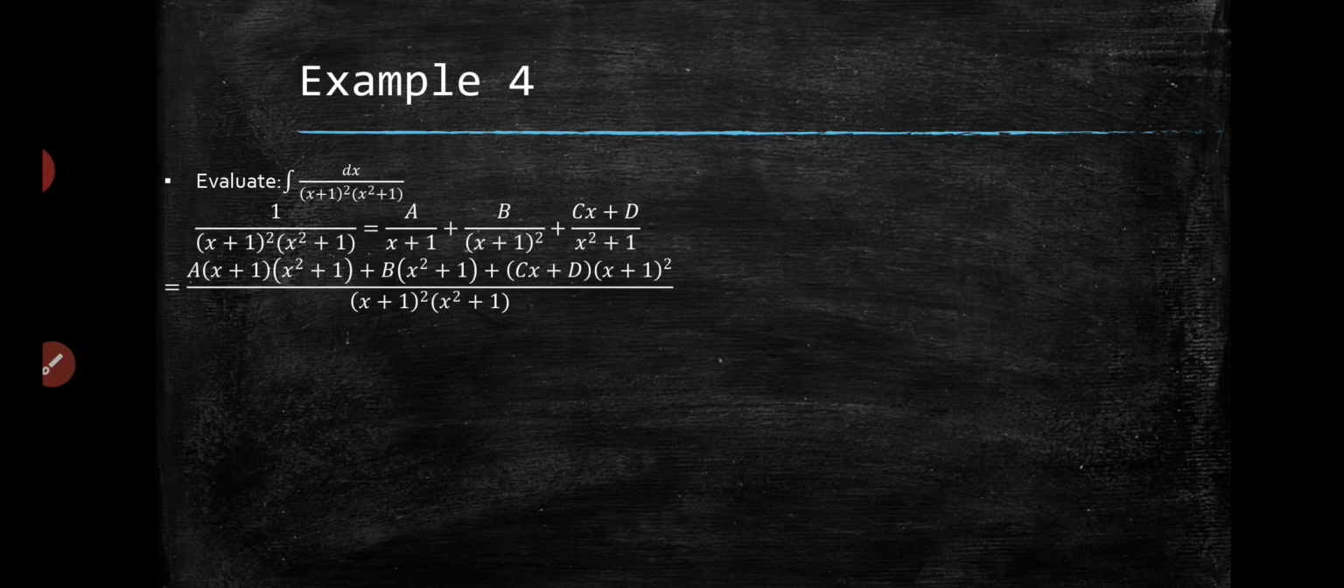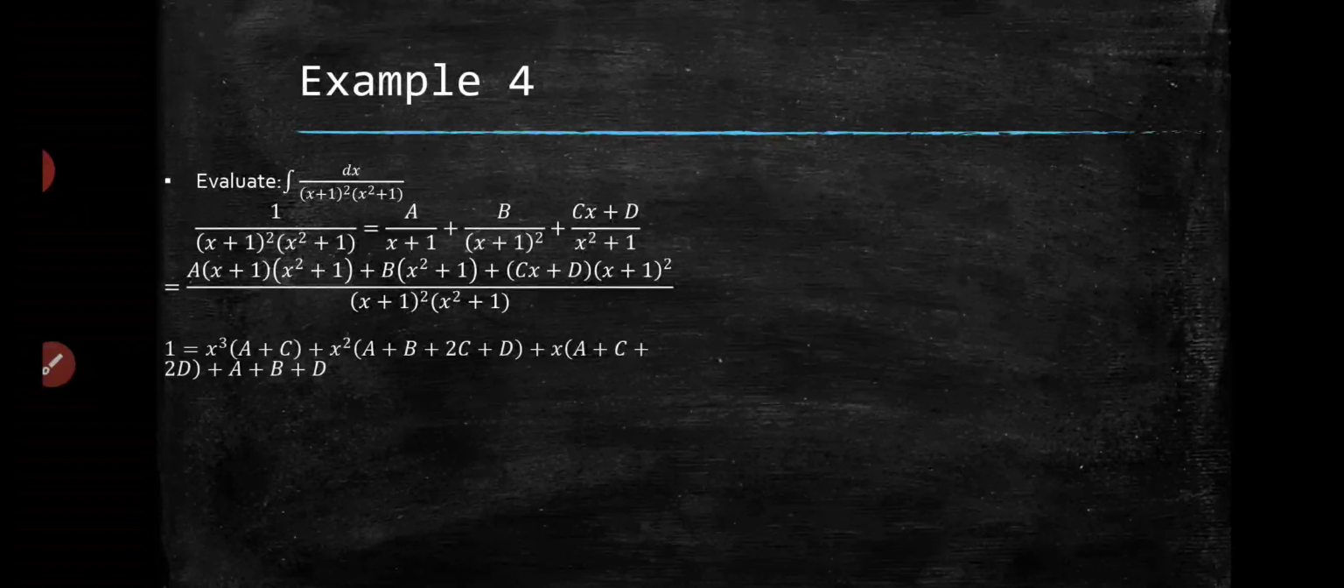Now my job will be to collect all the terms containing x cube, x square, x and constant term. So this is what you get. On the left hand side you have 1, on the right hand side you have this whole thing. Now be patient in clubbing all the terms together.